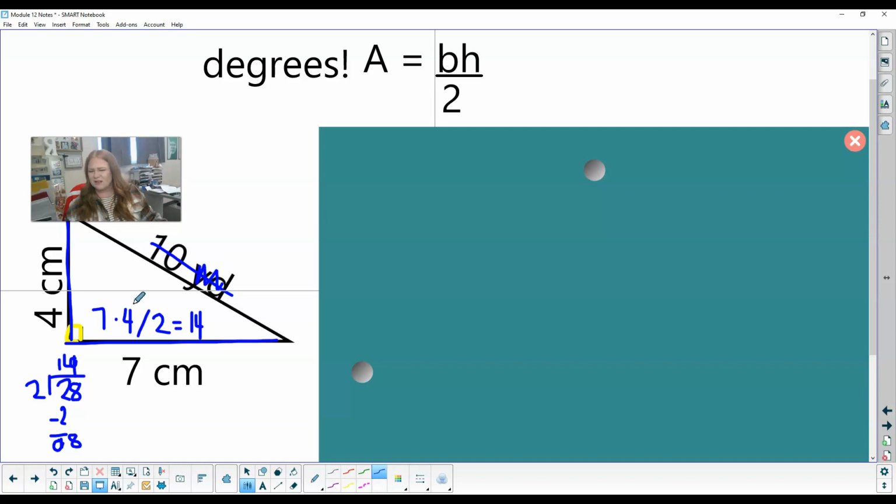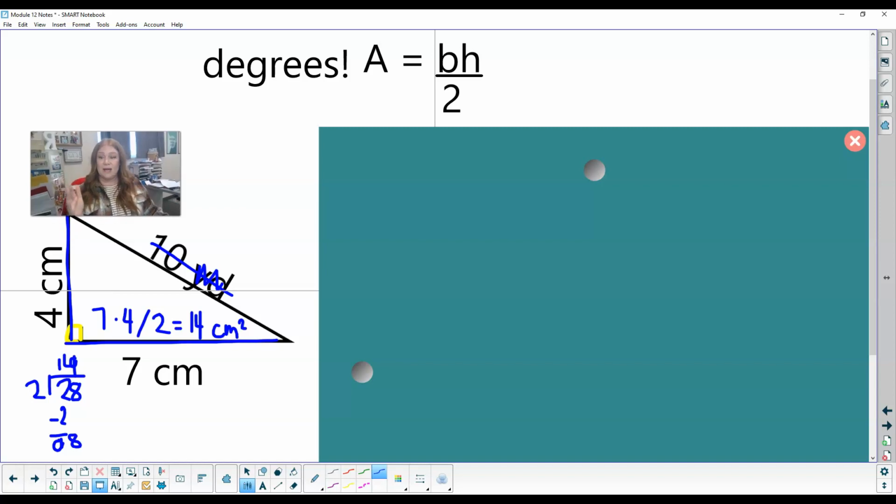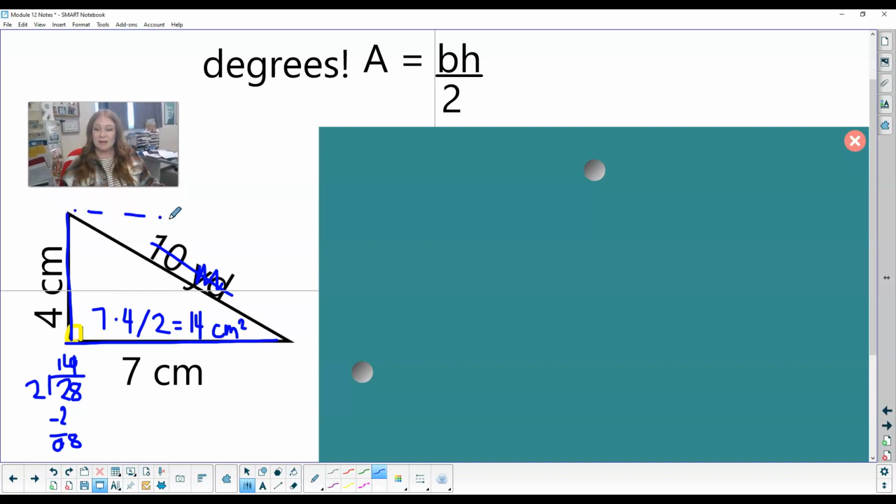Oh, whoops, that was yards and I had the other ones in centimeters. Centimeters. And it's always, again, going to be squared because we're finding the squares inside of here. So when I did 7 times 4, it found that entire parallelogram, and then I had to cut it in half. So the answer is 14 centimeters squared.